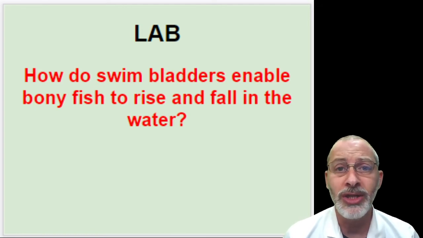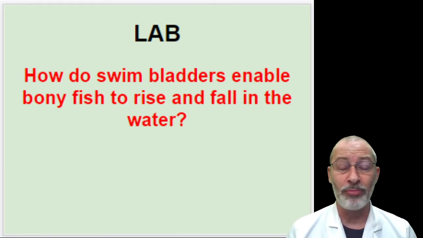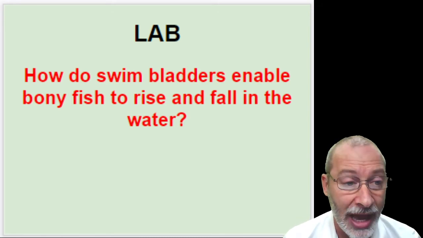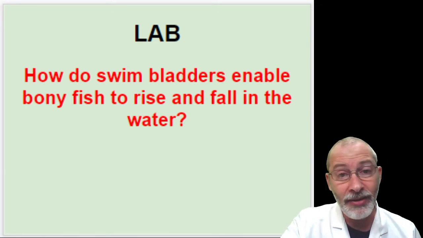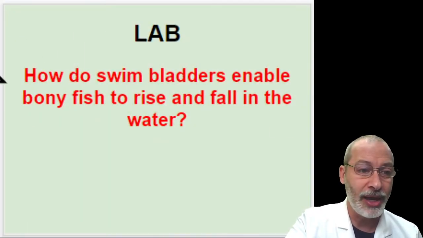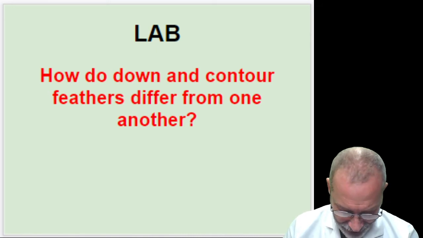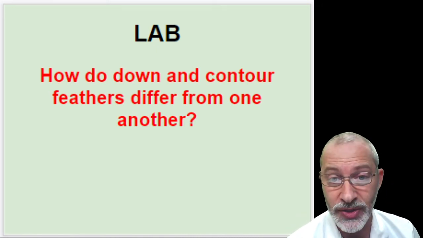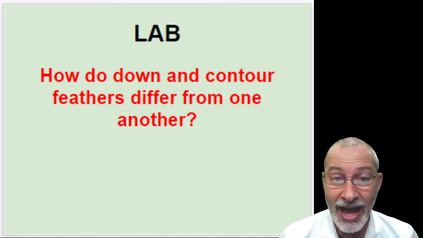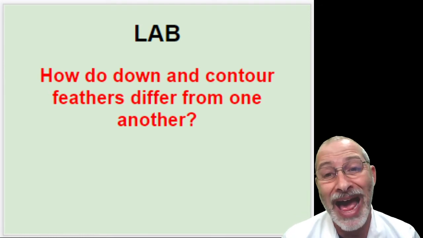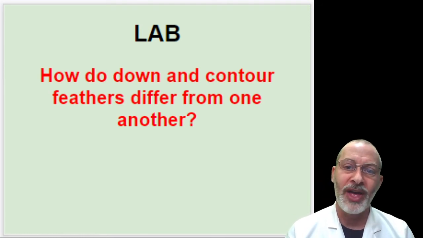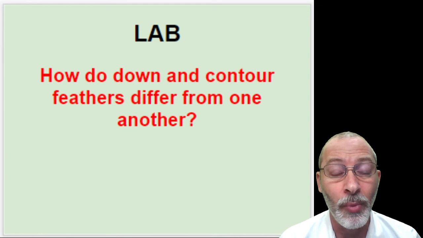Then you're going to watch the swim bladder videos that I've provided for you in Google Classroom. Then there's a second part. On the next page in your book is an activity about feathers. And the question is asking you, how do down and contour feathers differ from one another?